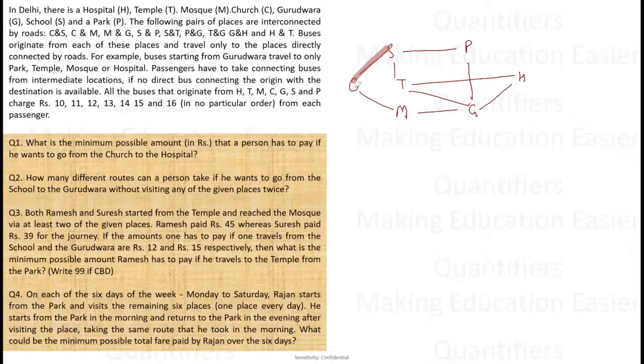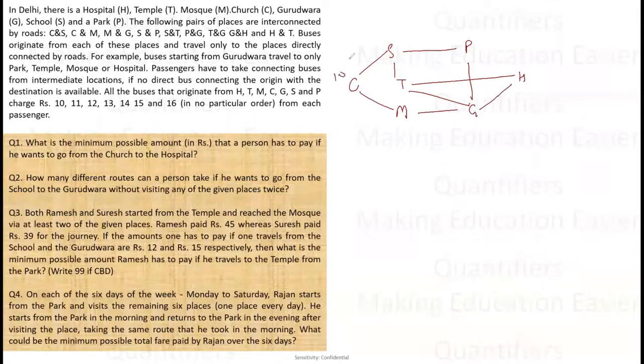Church to hospital. Now, when I am going from church to hospital, I am buying one ticket at church, one at school, and one at the temple. So one and two and these three rows. Now, I don't have to buy any ticket here because this is my final destination. And since the prices are my variables, I can assign anything. So I will assign them accordingly.